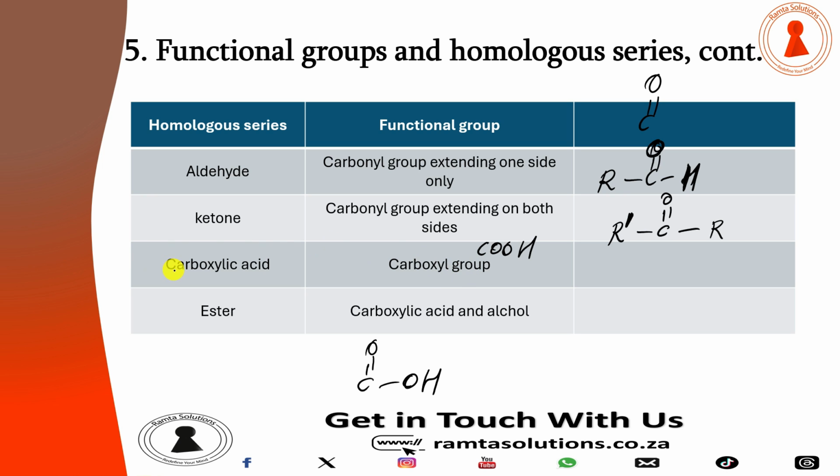Now carboxylic acids, you will see them like this. It is a carboxylic group, right? And then the molecule extends. Remember, the OH does not necessarily need to be on the right. It can also be on the left and the molecule extends to the right, or it can be here on the right and the molecule extends to the left.